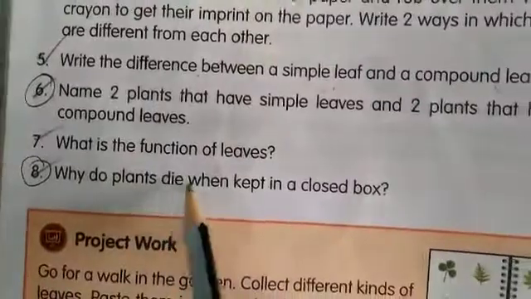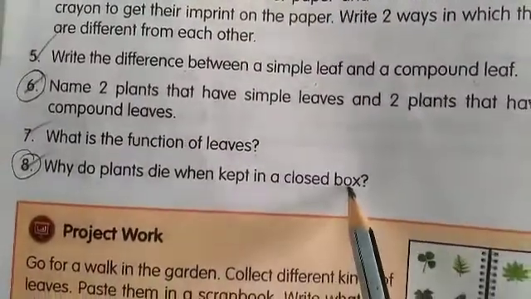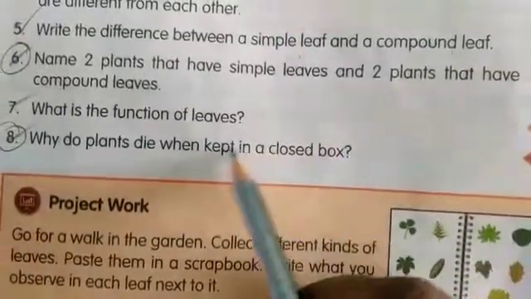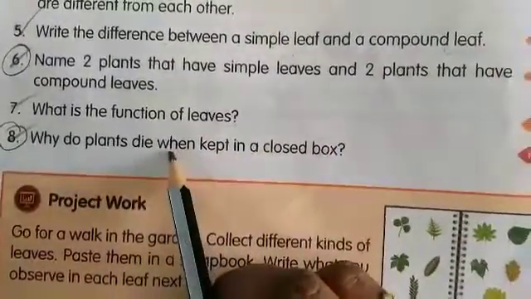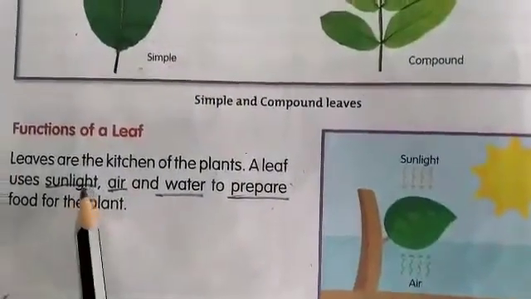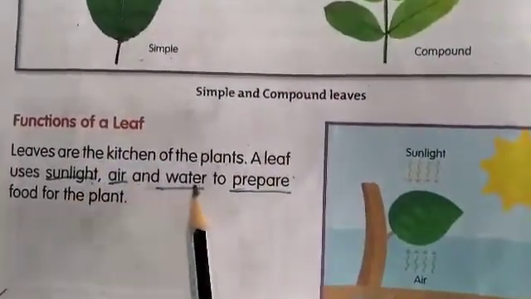Now, why do plants die when kept in a closed box? The plant will not get food. What does the plant need here? The plant needs sunlight, air and water.